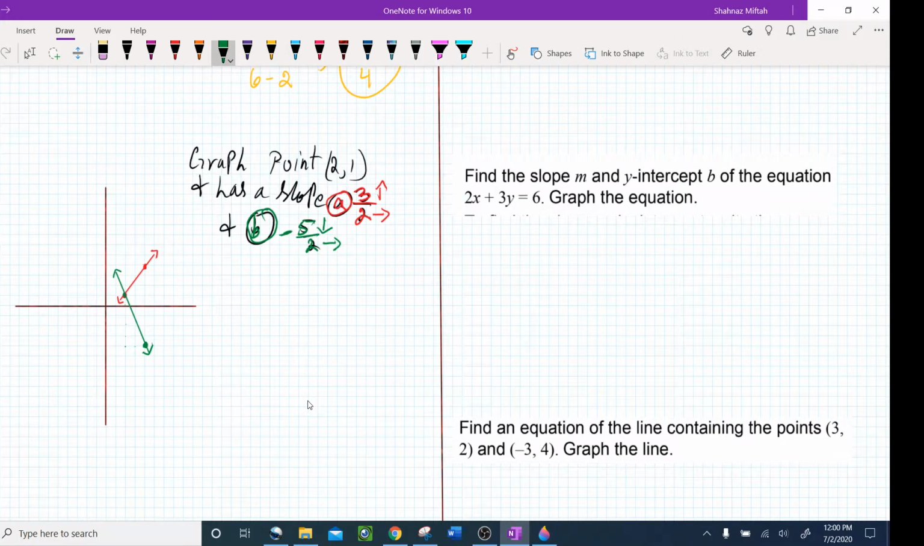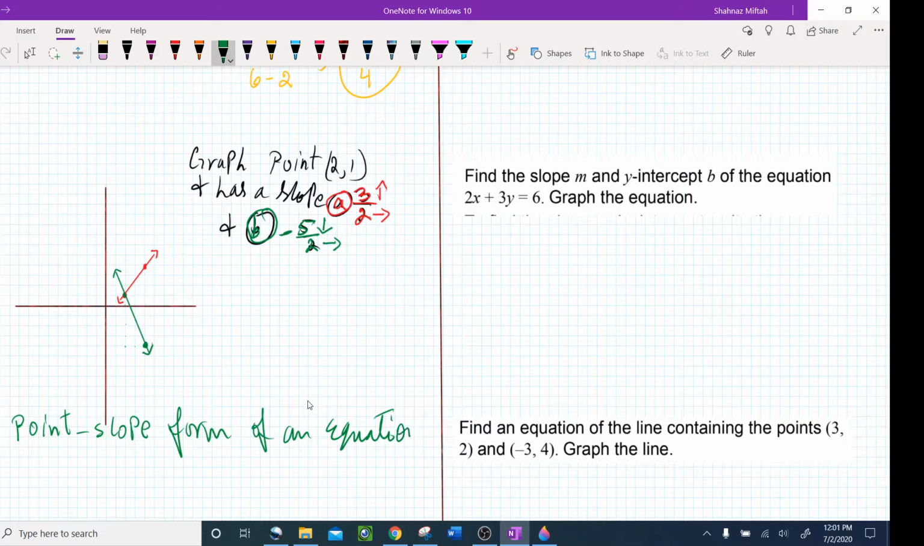Okay, now let's talk about point slope form of an equation of a line. So point slope, which means I have a slope, M, and I have a point x, y. You know, an x, y ordered pair. These are coordinates. This is also called a point. So different names, different vocabulary words.